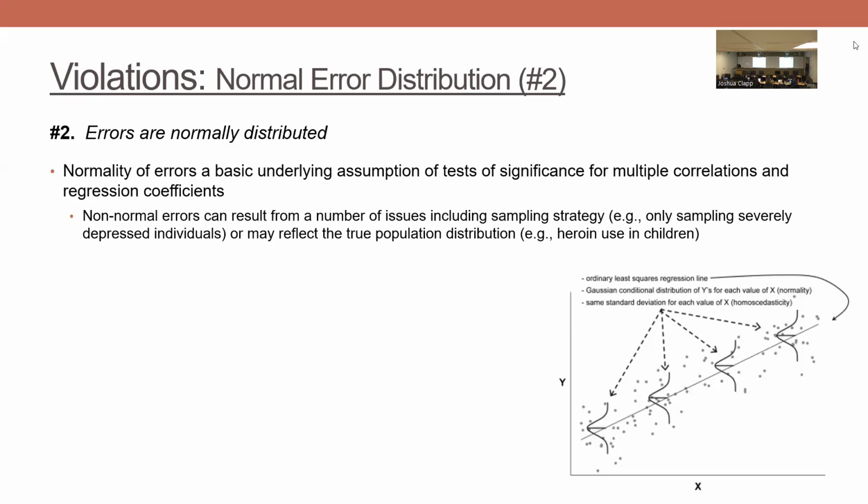Okay, let's say I only sample severely depressed individuals. I want to look at the relation between depressive symptoms and functioning, and so you only sample people who are super, super severe. If we're looking at the relation between severe depression and functioning, where are people mostly going to operate if they have severe depression? Are they going to be functioning real well? No, right? So with functioning, we're going to have a floor effect.